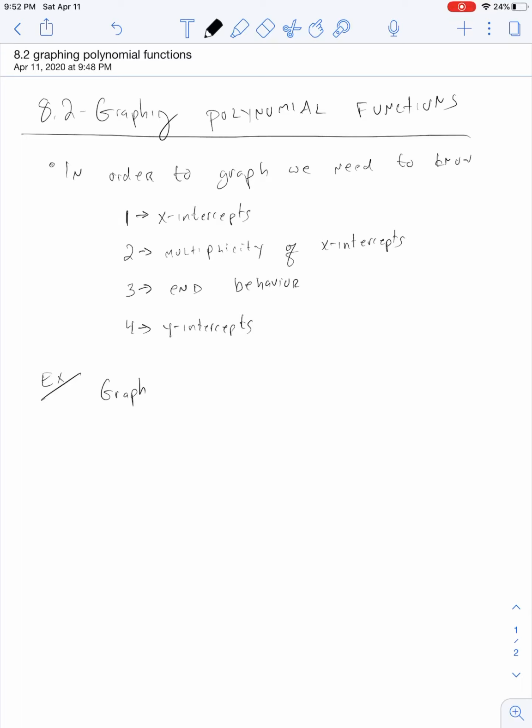How about we graph h of x equals negative 2x to the fourth plus 3x to the third. So first will be our x-intercepts. So remember, we set it equal to 0, and we solve this.